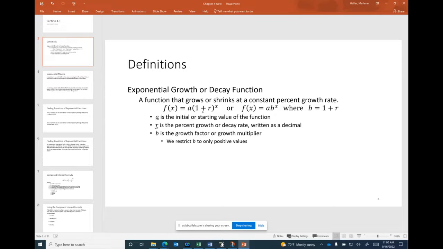Now, alternatively, we can use the form f(x) = ab^x, where a is still the initial value, but b is a growth factor or a growth multiplier. If we use this second version, b can only be a positive value. And we can also think of b as being either 1 plus a growth rate, a percentage, or 1 minus that rate if it's an exponential decay.